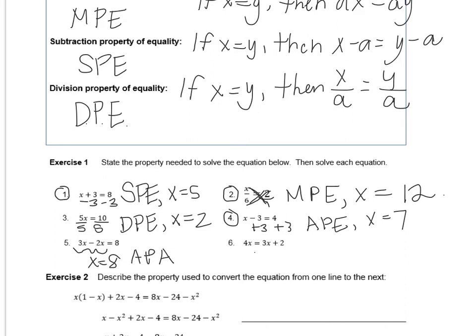And lastly, to get the x by itself here, you would have to get the x to one side by subtracting 3x from both sides. Since you subtracted something from both sides, you have used the subtraction property of equality. 4x minus 3x gives me 1x, and you're left with 1x equals 2.